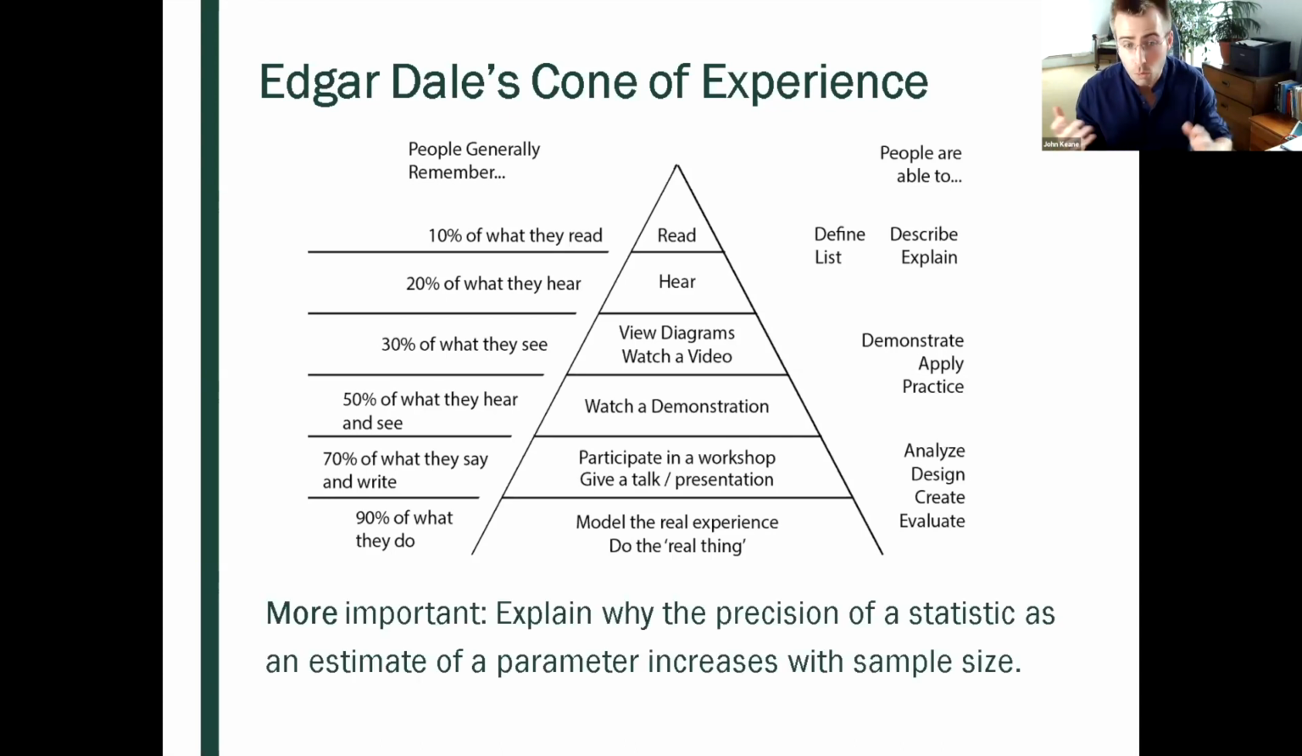For instance, a more important learning objective for me is that I want students to be able to explain why the precision of a statistic as an estimate of a parameter increases with the size of your sample. That's something that's important enough for me to place at the bottom of this pyramid. This is a foundational idea for the life science students that I teach, and I need to make sure that when I teach this learning objective, I do so in a way that models the real experience, that actually has students actively engaging in this idea.